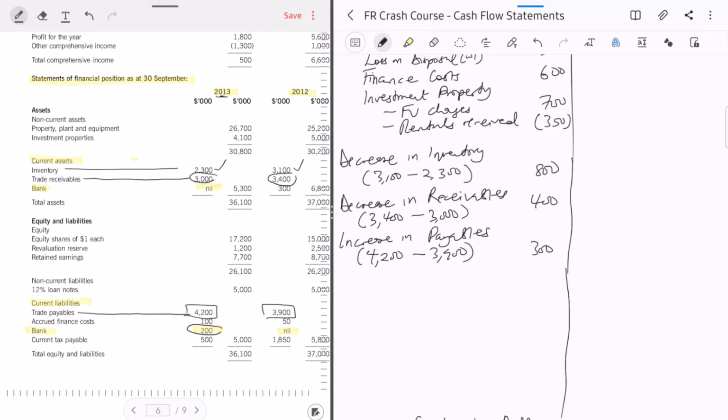I'll take that again. I have bought from more people, but I did not pay them cash. I'm buying from more and more people and I'm not giving them cash. So I'm getting to keep the cash and I'm not giving them the cash. So the company's cash flow position is getting better. So I have a cash inflow. So that is it for the working capital section.